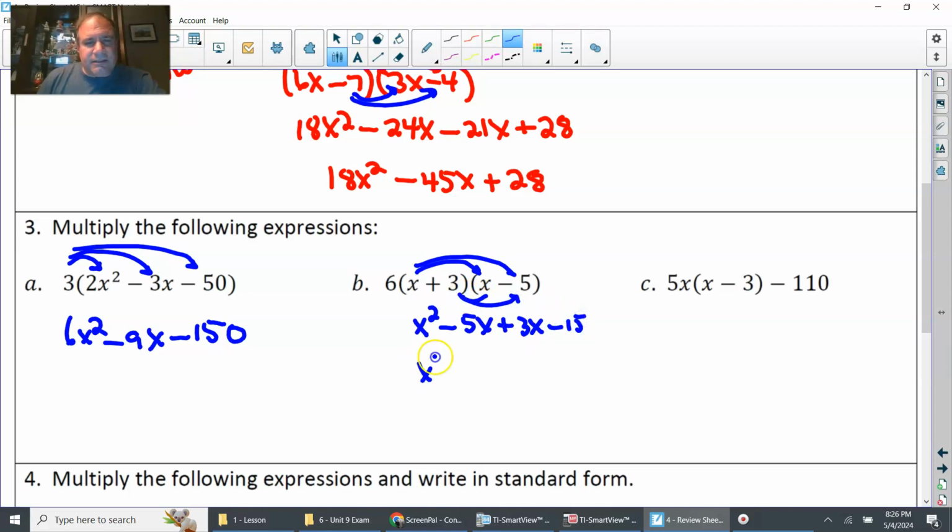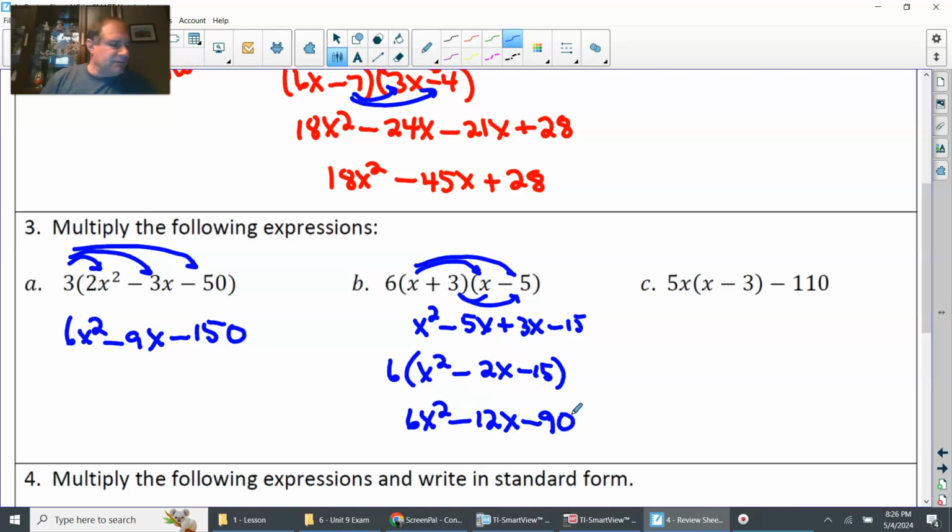So I'm just going to combine like terms here, which is this. And then I'm going to multiply it by 6. 6 times x squared is 6x squared. 6 times negative 2x is negative 12x. And then 6 times negative 15 is negative 90. And that would be your final answer.